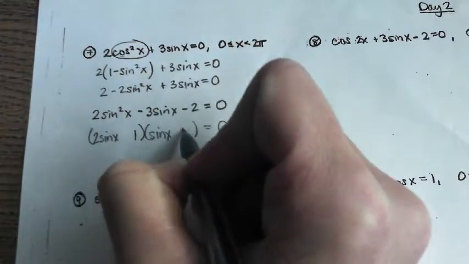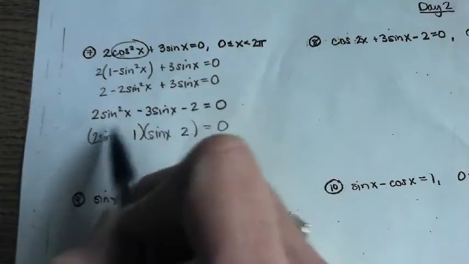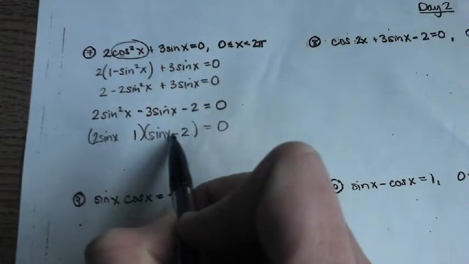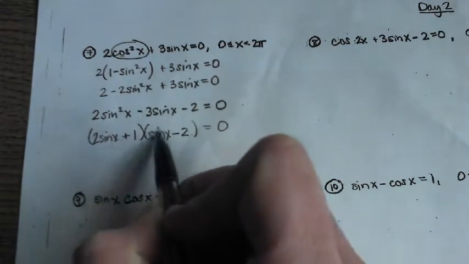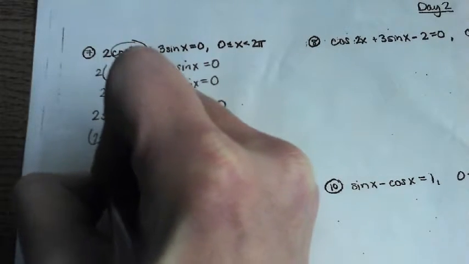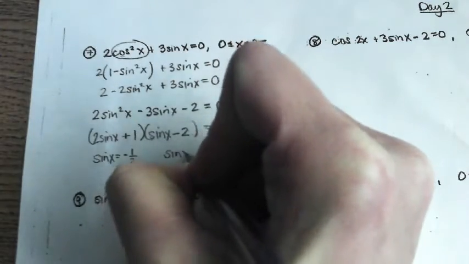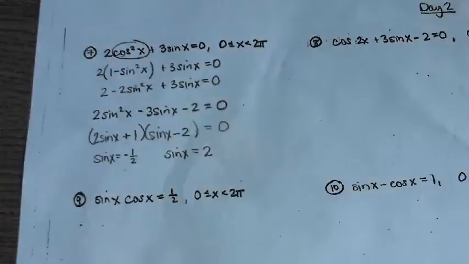1 and 2, because we want that 4. Do we want that to be a positive 4 or a negative 4? Negative 4 plus 1 will give us negative 3. Perfect? So this one gives us sine x equals negative 1/2 when we tee it up. This one gives us sine x equals 2.